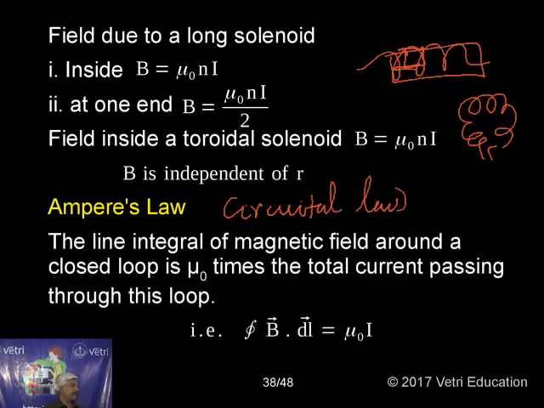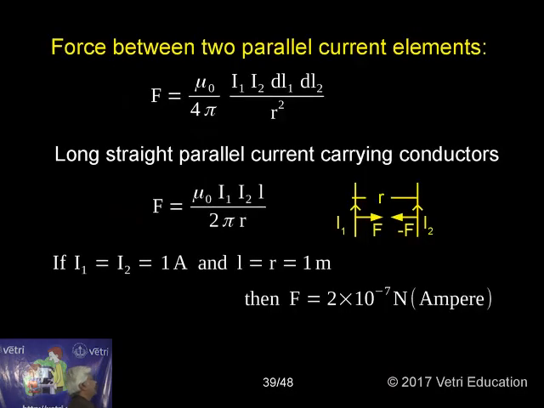It is nothing but mu naught and I. This integral over the closed surface is a line integral of B dot dl, because dl is the length, and that is equal to mu naught into I. Integral of B dot dl is equal to mu naught I. That is, the line integral is nothing but the product of mu naught and I. What is mu naught? We know it is the permeability of free space. You have to keep this law in mind.